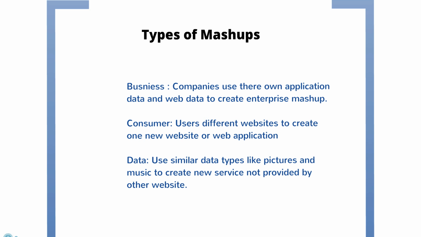In this way, a company can benefit from asking software companies to develop a whole new piece of software to do the job that a web mashup can do for the company. And the second type of mashup is the consumer mashup, which is the most common mashup. It is the mashup of web applications or different websites. Different websites are used to create a whole new website or web application.